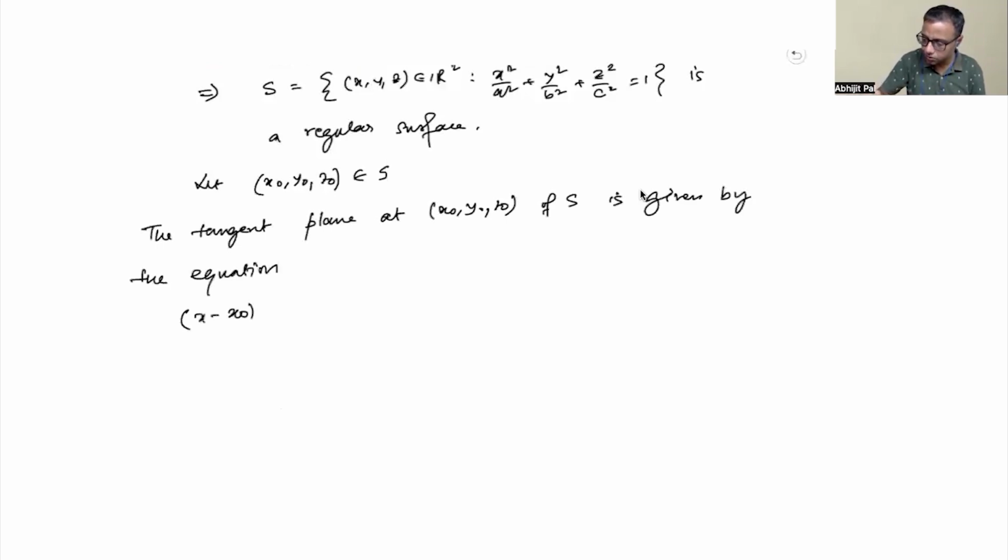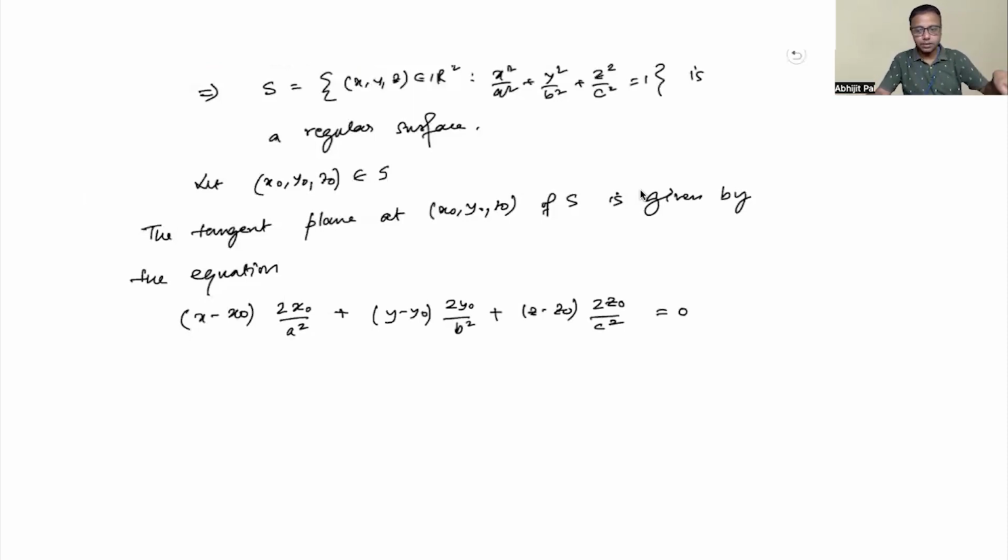So (x minus x naught) times del f del x evaluated at the point (x naught, y naught, z naught). What will that be? This will be twice x naught by a square, plus (y minus y naught) times del f del y evaluated at that point, which will be twice y naught by b square, plus (z minus z naught) multiplied by twice z naught by c square, equal to 0.